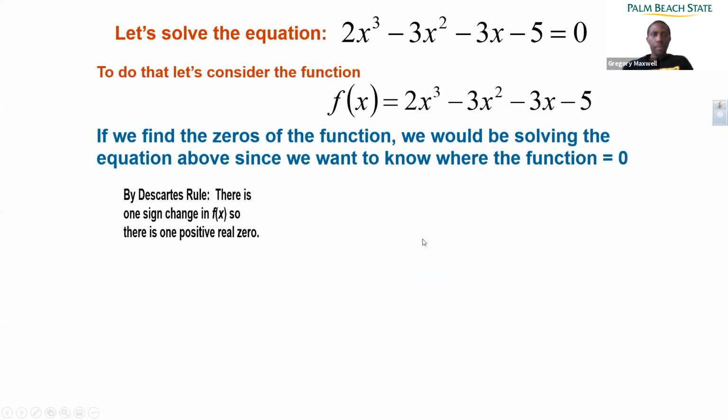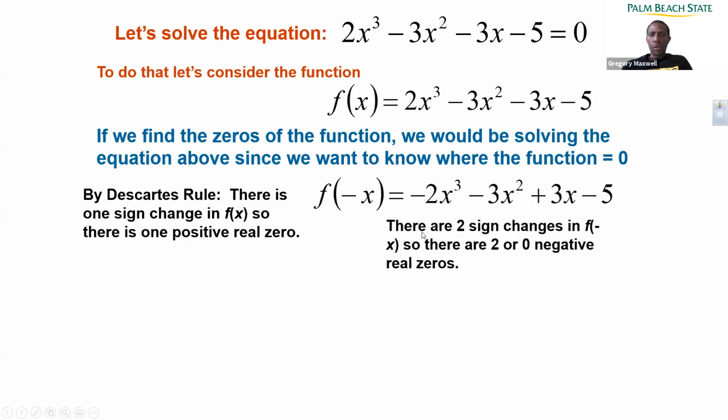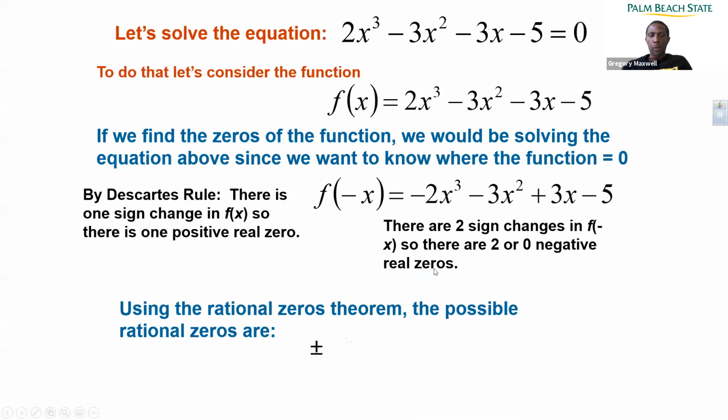All right. Descartes' rule of signs says we have one sign change, so we have one real zero. We try all of our possible numbers. We try 1, -1 doesn't work. 5 and -5 doesn't work. Half and -half don't work. 5/2 does work.